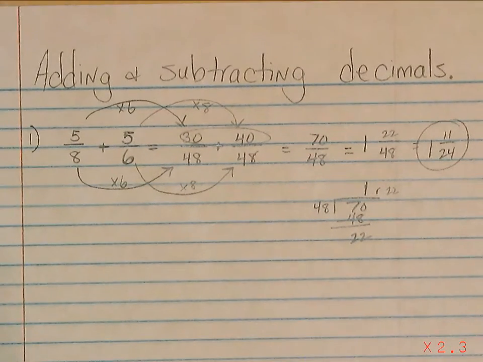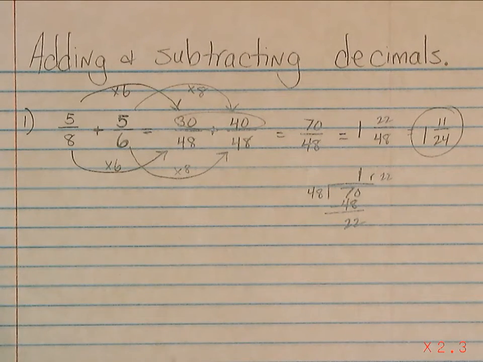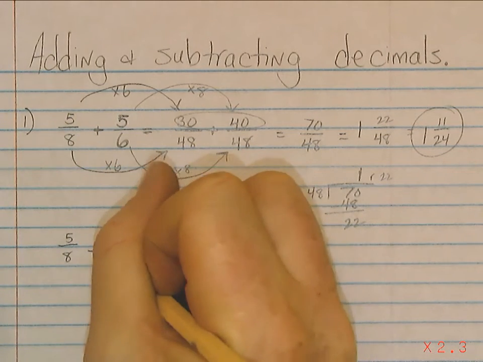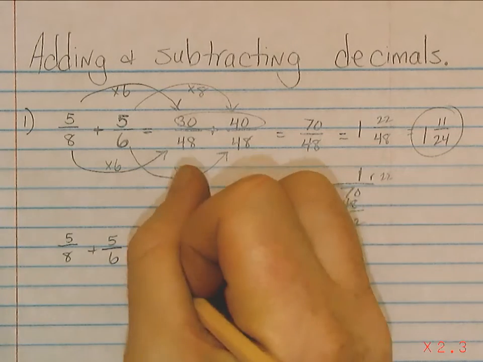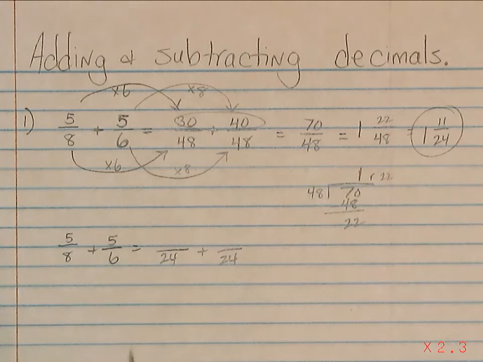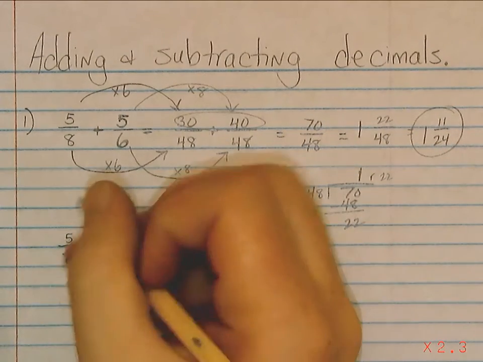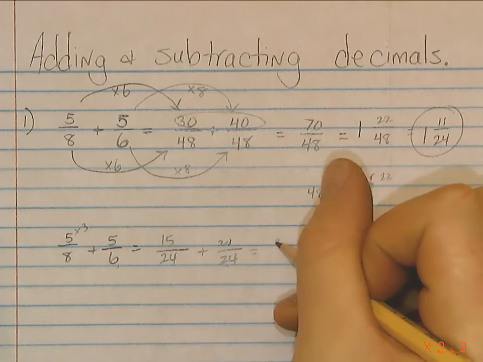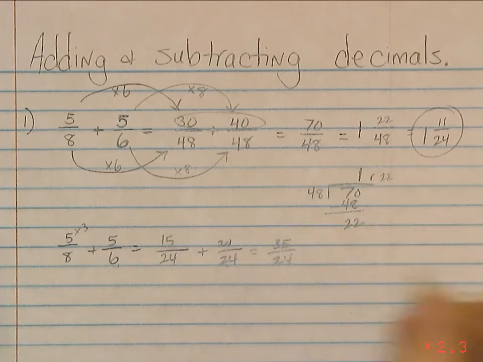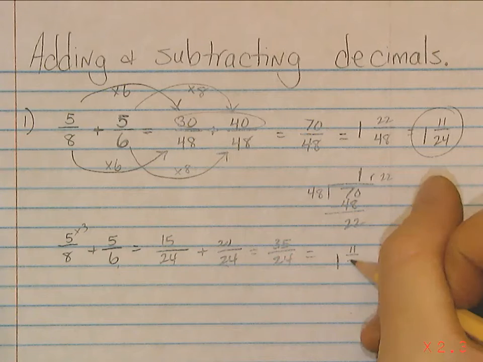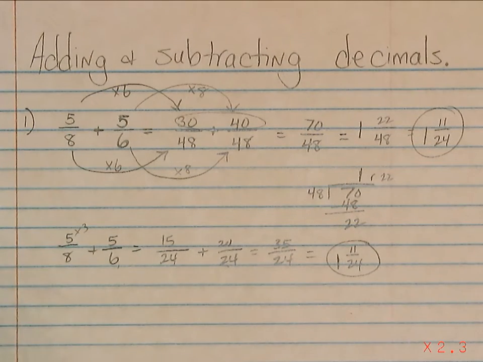If you were to do the same problem again, but this time choose something a little bit smaller that 8 and 6 can go into, you can also pick 24. 24 is something that they can both go into. 8 goes into 24 3 times. 3 times 5 is 15. 6 goes into 24 4 times. 4 times 5 is 20. Then you've got 35 over 24. 24 goes into 35 at least one time, with how much left over? 11 over 24. So that might be a little bit easier.